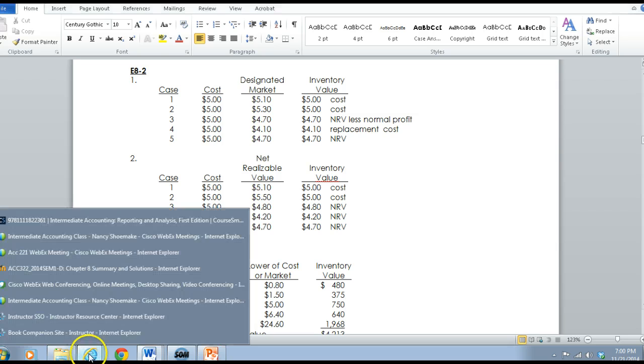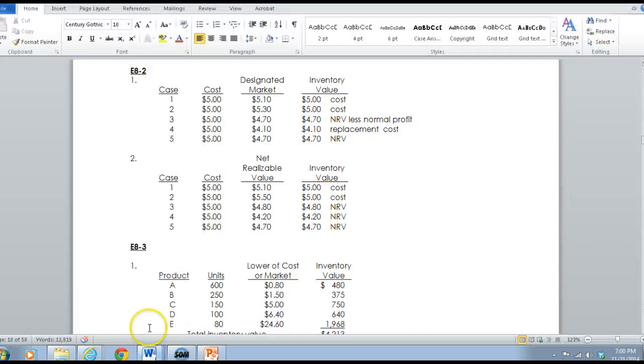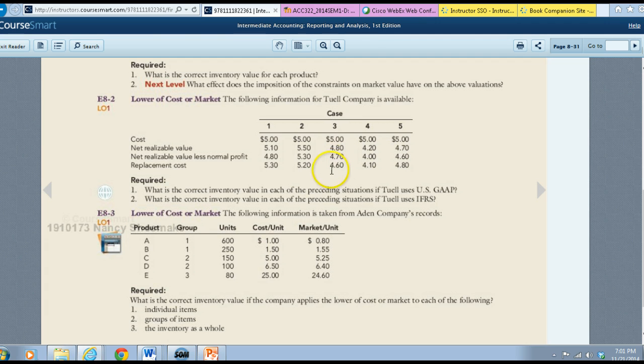So with 1 and 2, as you saw here, we kept our cost because the market value was higher. When we look at 3, we've got the cost of 5. The replacement cost is $460. But is that replacement cost in the middle of our ceiling and floor? It's not. Therefore, the only amount we need to write it down to is $470 here, because our floor is at $470 and the replacement cost at $460 is lower than our floor.